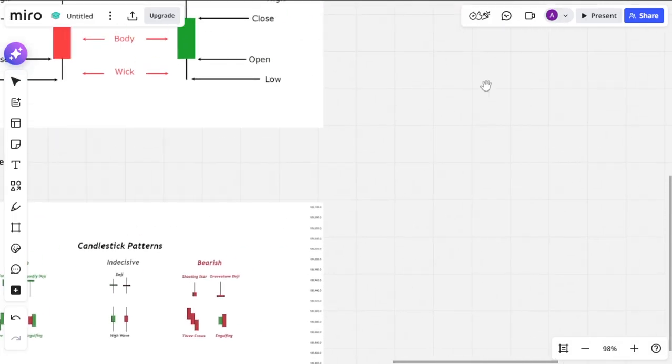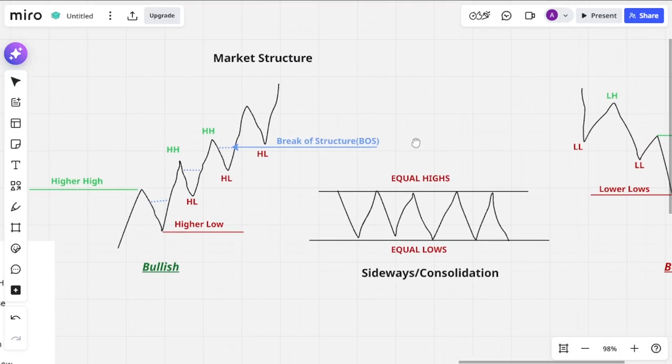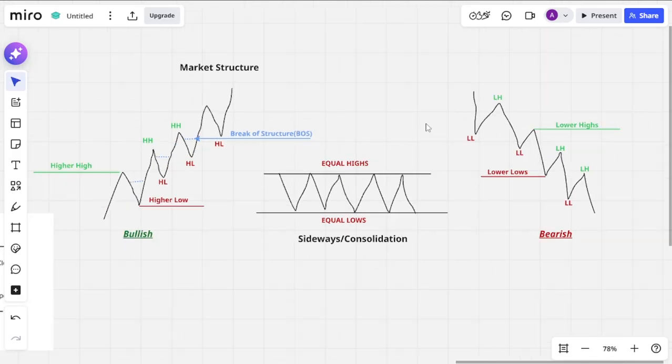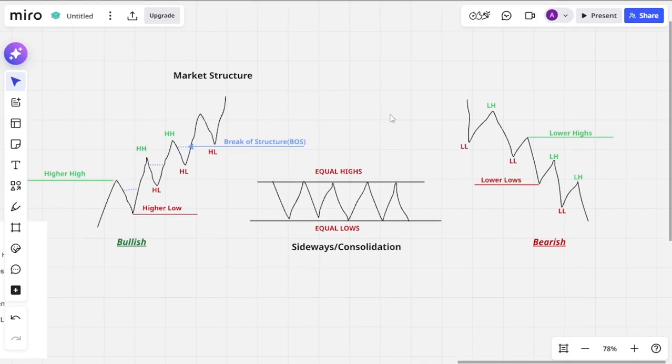So now on to market structure, and here you can see, or I'll just draw it out for you guys. Let's zoom out a bit. All right, so the market structure, same thing. It is bullish, sideways slash consolidation, and bearish. To identify the trend, for a bullish market structure, it is higher high and higher low. So you guys can see the market going straight up. And also in that interim, those small gaps, it's continuous break of structure.